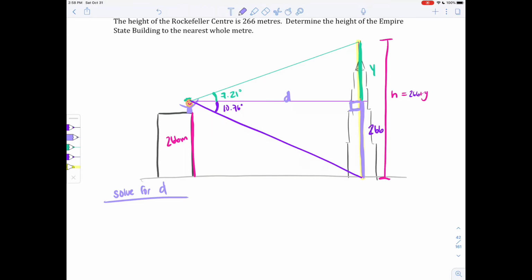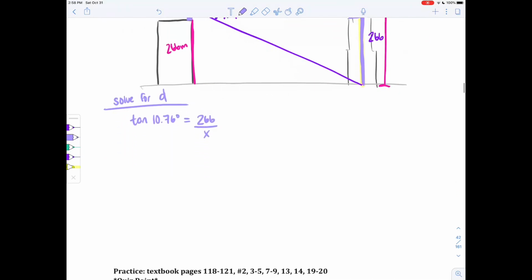We have a 90-degree angle there. Life is good. In relation to my angle, I have my opposite side length, and I'm looking for my adjacent. So I'm going to be using the tan ratio. So I have tan of my angle, which is 10.76 degrees, is my opposite, 266, over my adjacent, which is x. Now I can't solve for x when it's in the denominator, so I'm going to multiply both sides by x to bring it to the top.